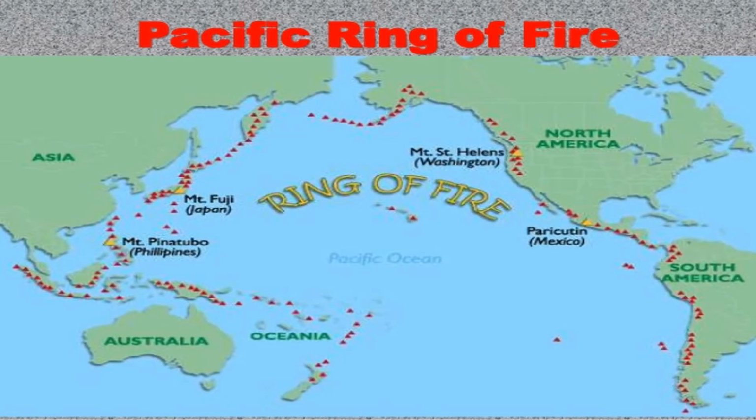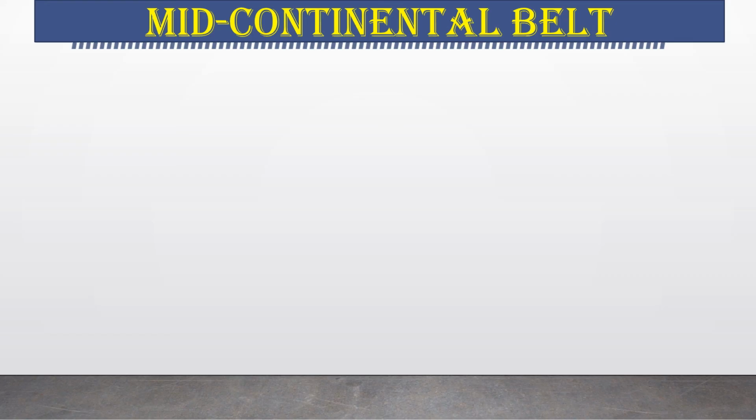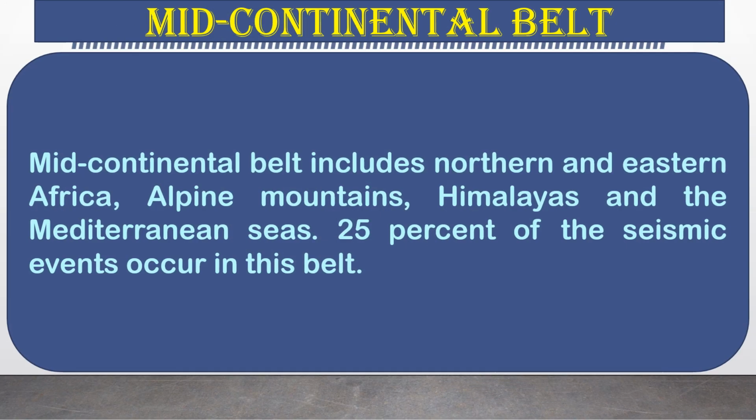Now this is the diagram. Here the red triangles are the sign of the belts of the earthquakes. Mid-continental belt: this belt includes northern and eastern Africa, the Alpine mountains, the Himalayas, and the Mediterranean Sea. These are the places this belt includes. 25% of the seismic events occur in this belt. So in the Pacific it is 65% and in the mid-continental belt 25% of seismic events.